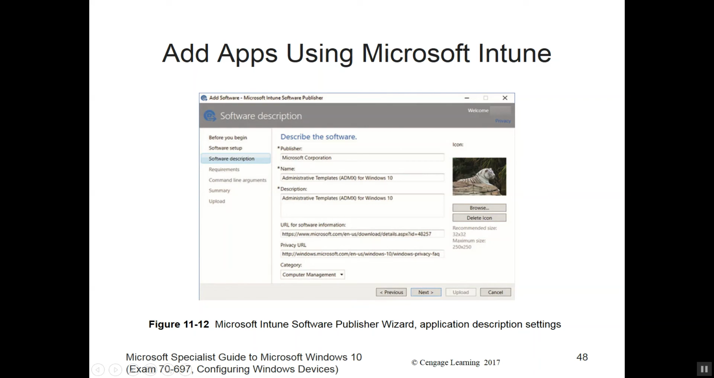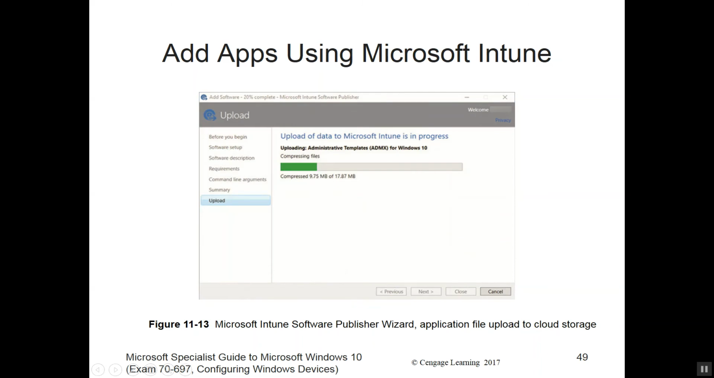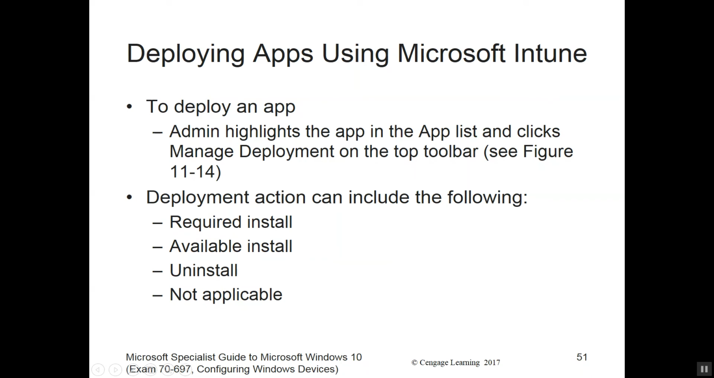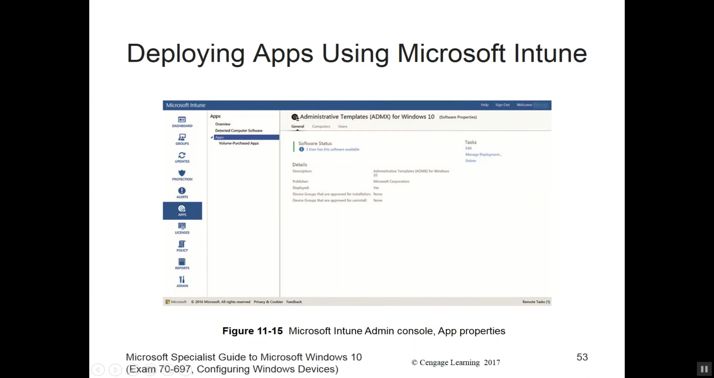Now here we are, the application description settings of whatever the application may be that's being pushed out, and application file upload to cloud storage. Here's our apps listing, and deploying apps using Microsoft Intune. Admin highlights the app in the app list, clicks Manage Deployment on the top of it, and that previous figure that I showed you. We can go through required install, available install, uninstall, or it's not applicable. So here we go. Here's app properties for an app that's already there.